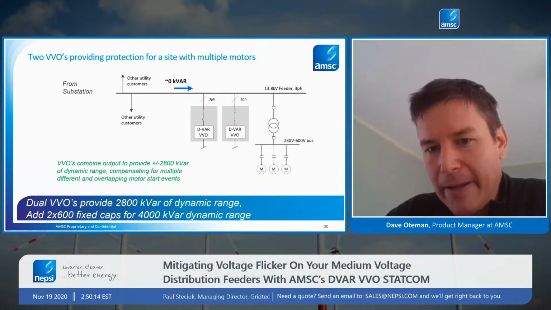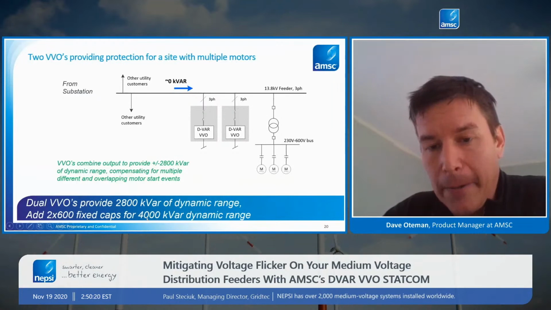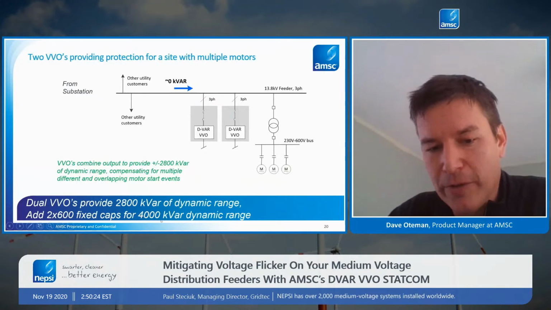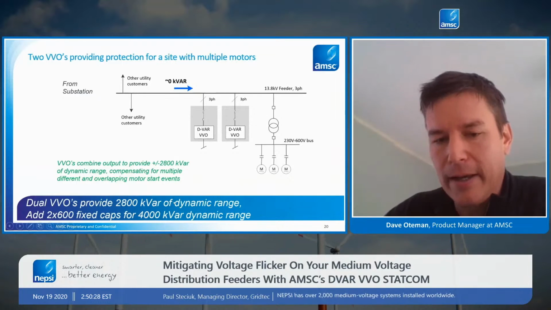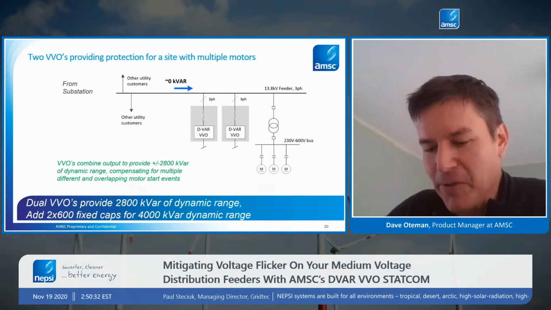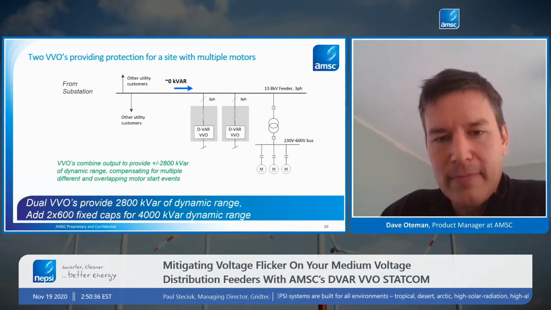If we were to apply a kVAR cap bank here and then another one on the second VVO, that principle of hybrid operation can bring a 2 VVO installation up to 4000 kVAR. So that's kind of a review of how to scale the solution up pretty easily to larger motors.